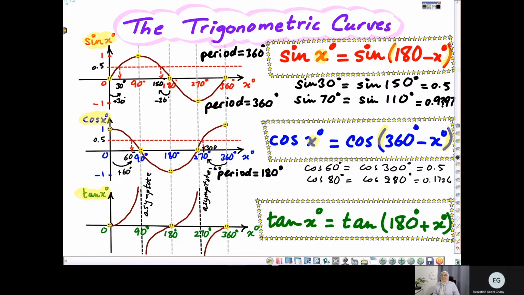What about tan? Tan also has a rule. Let's say it. Tan of the acute angle equals tan 180 plus this acute angle. What shall I do? Yes, you're right. I'll draw a horizontal line at any value. At 1, for example. Let's take a horizontal line at 1. This line will cut the first curve at 45 degrees and will cut the second curve at 225 degrees.